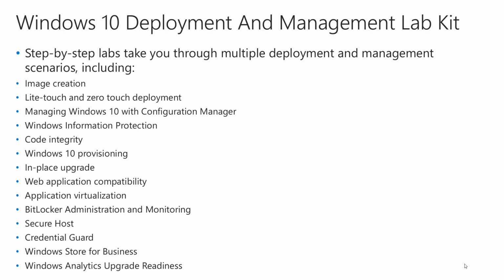Now, other things you can test in there: web app compatibility, if you need App-V, BitLocker, secure host services, Credential Guard, Windows Store for Business, which we'll talk about, as well as analyzing the upgrade readiness of the internal organization. These are the official labs that are included. But the thing is, because you've got everything built to make this work, there's a whole ton of other scenarios you can start testing out here.